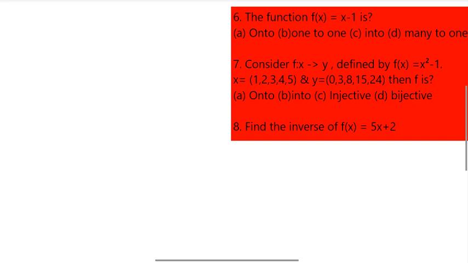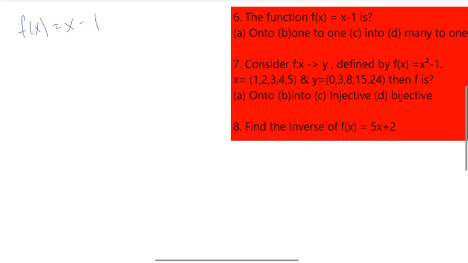Alright, so here now, question 6, we have the function f of x is equal to minus 1, x minus 1 is dash. Is it onto, is it 1 to 1, is it into, is it many to 1? So I already explained what onto and into is. So now, is it 1 to 1 or many to 1?